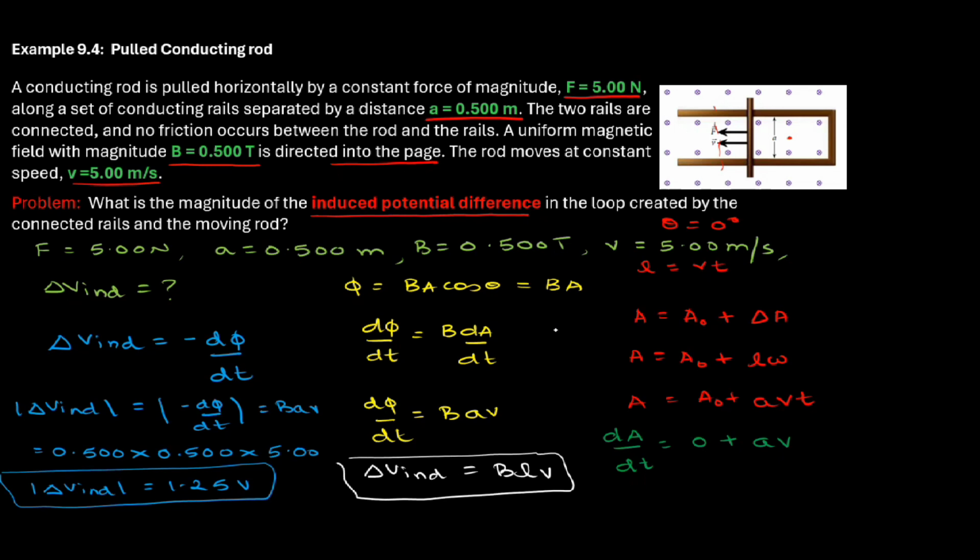So you don't need to derive all of these things even when the area is changing. If for a given loop, only one part of the loop is moving and that part is a straight conductor, then you can use the case of motional EMF to solve the problem. As you can see, this rule is similar to BLV, where L is the length of the conductor. So if you have a case like this, you can directly use the rule induced potential difference equals BLV to solve the question.